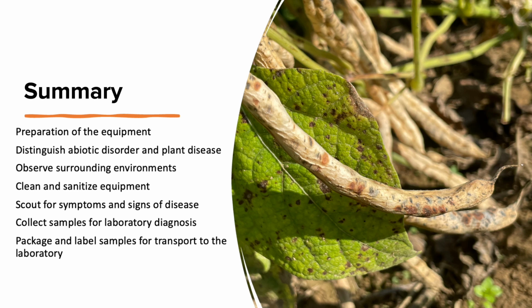Prior to fieldwork, proper equipment must be prepared and the distinction between disease and abiotic disorders should be reviewed. Once in the field, start by inspecting the surrounding environment and sanitize the equipment. Thereafter, look for signs and symptoms of disease. Diseased plants should be collected and properly labeled for transportation and laboratory diagnosis.